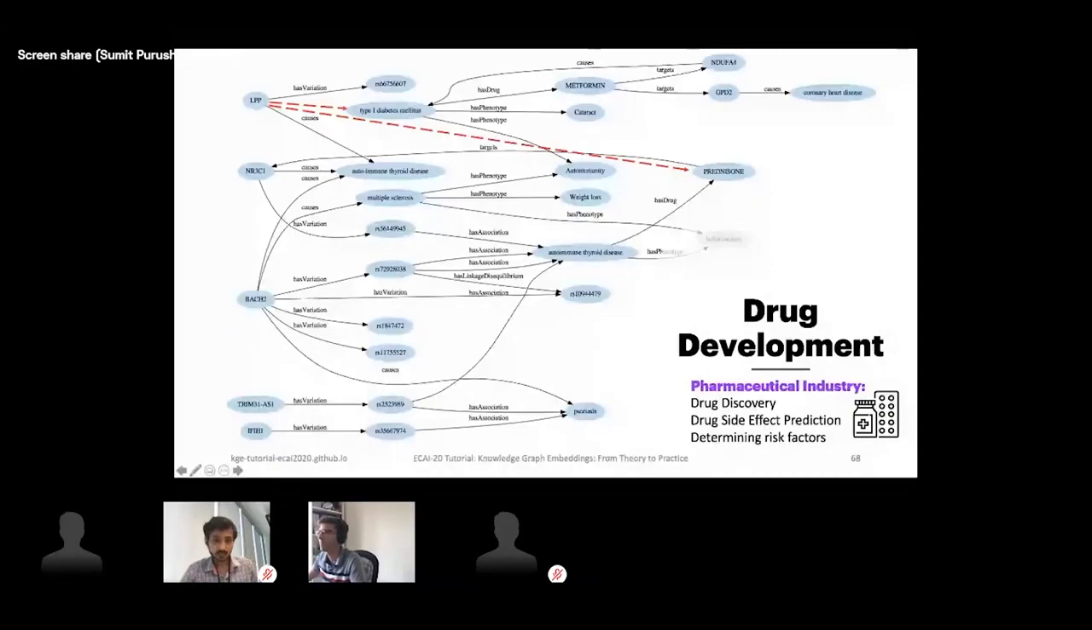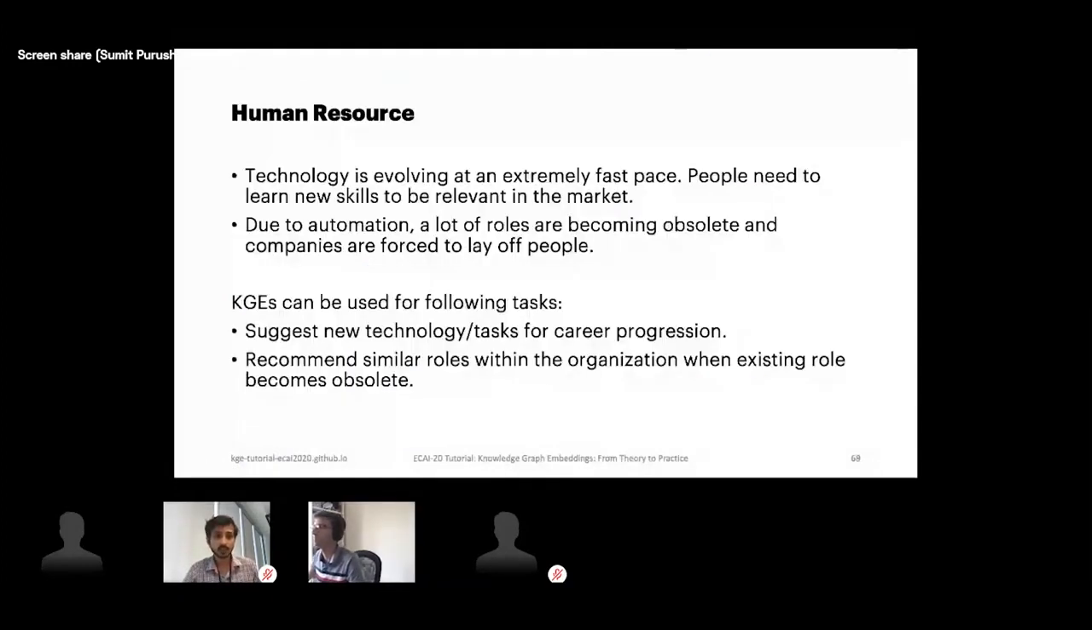Let's look at another use case from a human resource perspective. Nowadays, technology is evolving extremely fast, and if you're working in research, you would see a lot of new libraries and new technologies coming up. So to stay relevant in this industry, you need to learn new skills. Otherwise, you might lose out on getting a promotion or something like that. Also, due to automation, or because of COVID, a lot of projects are closing down and companies are forced to lay off people. But you can use knowledge graph embeddings to find a new role for these kinds of people.